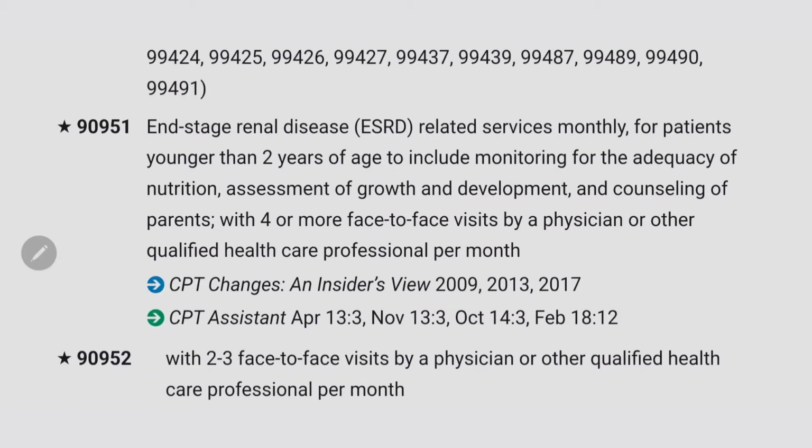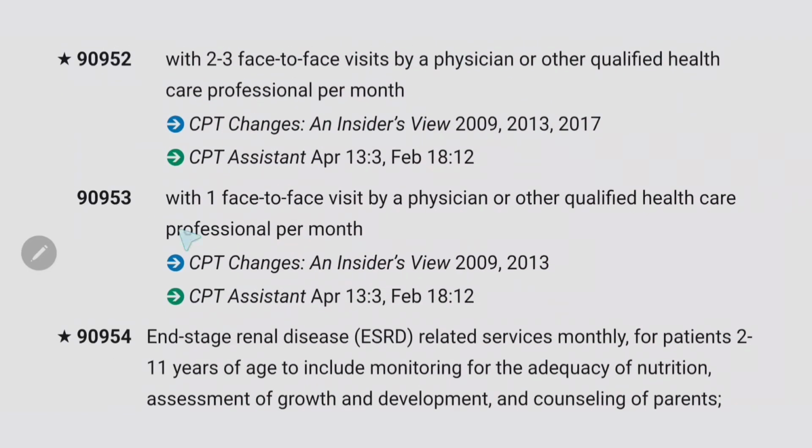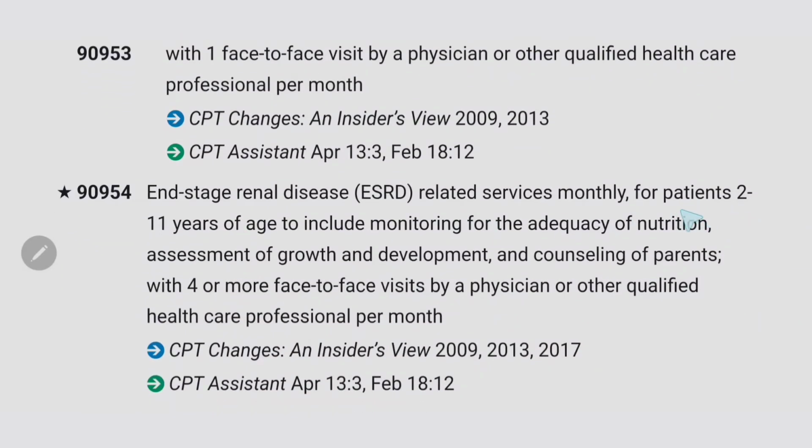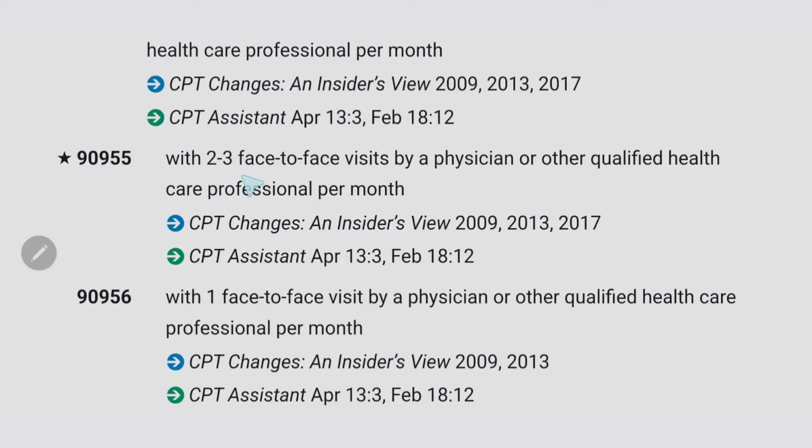Let us check the codes, that is 90951 ESRD related services monthly for patients younger than 2 years of age and counseling of parents with 4 or more face-to-face visits by a physician or other qualified healthcare professional. Then you have the code 90952, which is for 2 to 3 face-to-face visits. Then 1 face-to-face visit. Then you have ESRD for patients 2 to 11 years of age. This is for 2 to 3 face-to-face visits. This is for 1 face-to-face visit.